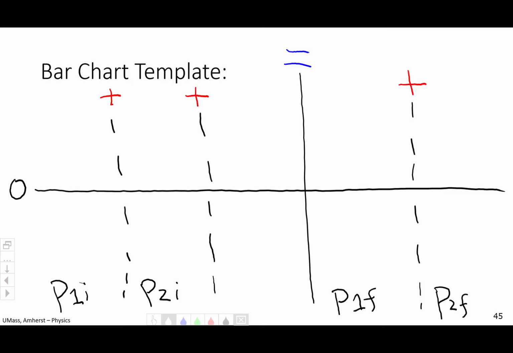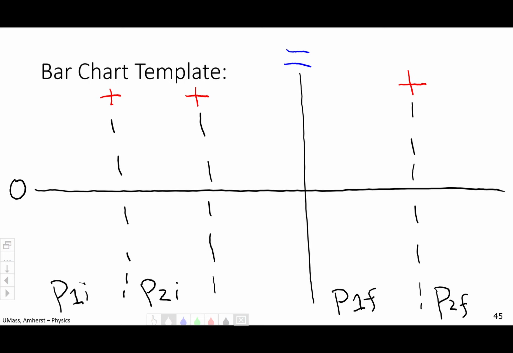So in general, the template for a momentum bar chart looks like this. Note that this is not a normal XY graph. This is not an XY plane. It is a unique diagram that is used in this particular scenario. I have some dotted lines and a solid line. I have a solid line down the middle that represents 0.